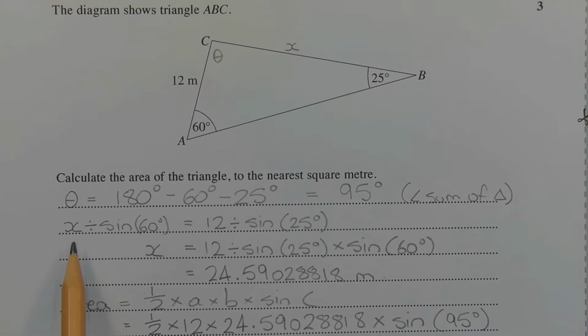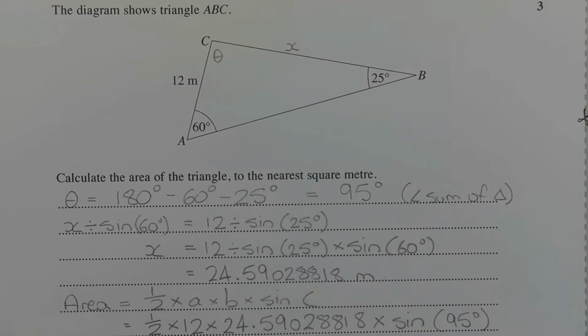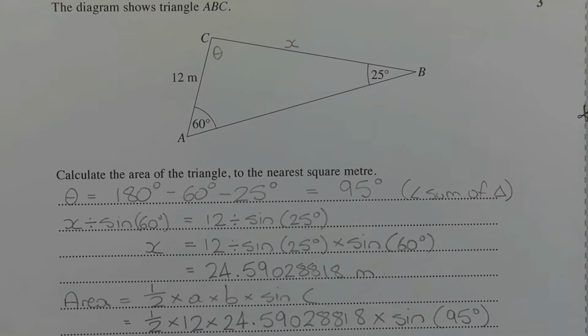So using the sine rule, x divided by sine 60 degrees is equal to 12 divided by sine 25 degrees. And I've set this up as an equation. So rather than writing it in fraction form, I've used the division symbol instead. Just makes it a little bit easier to write on these lines.